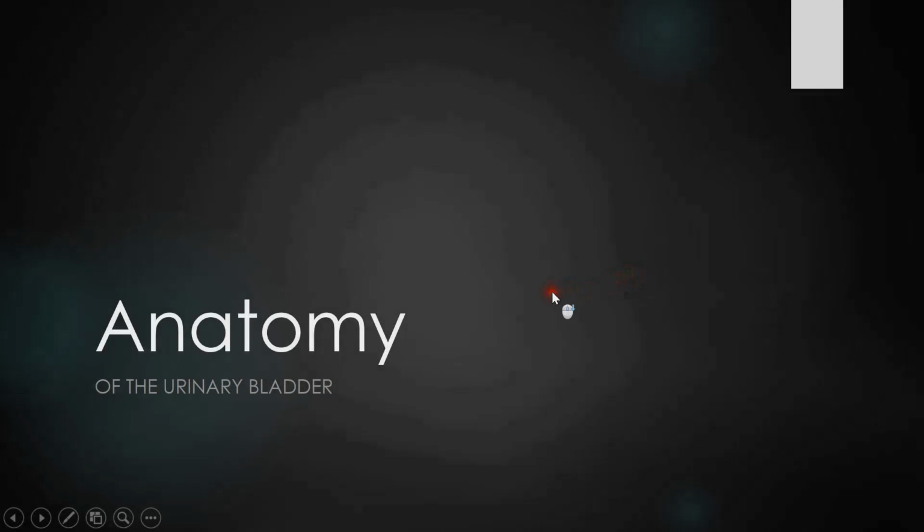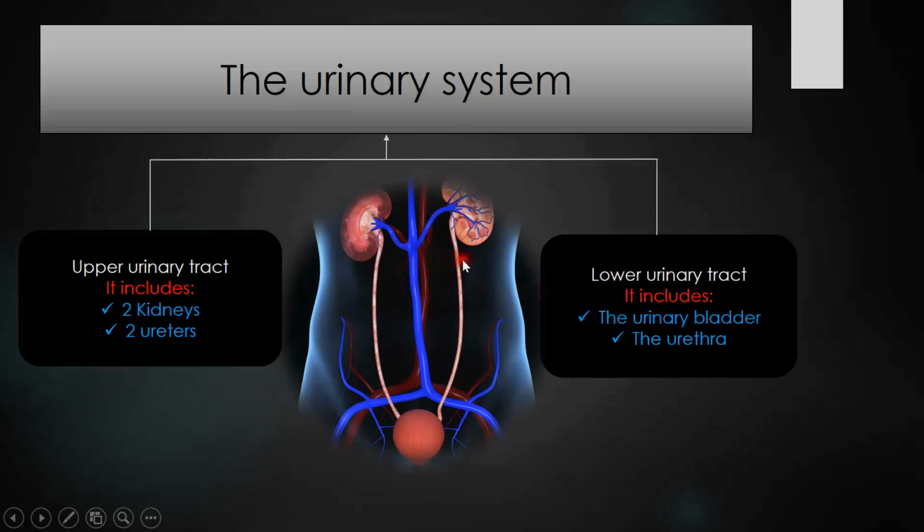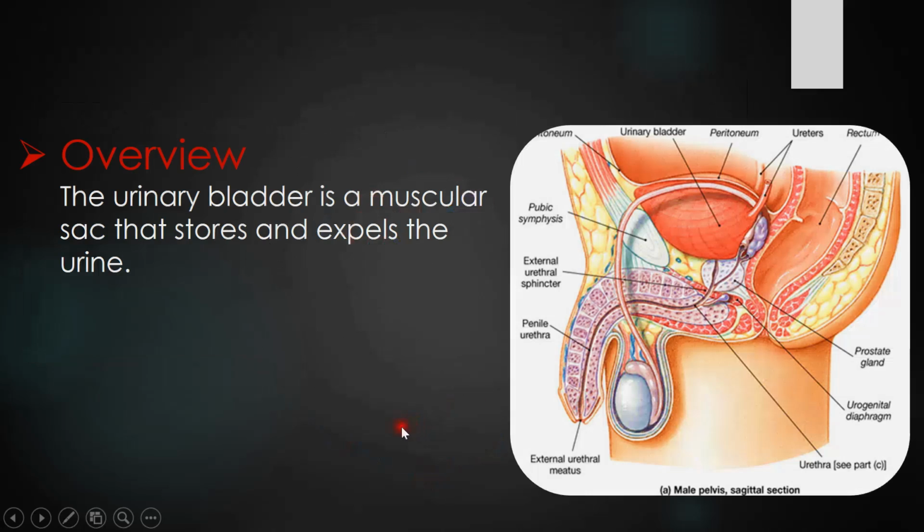Anatomy of the urinary bladder. The urinary system can be divided anatomically into upper and lower urinary tract. The upper urinary tract includes the two kidneys and two ureters, while the lower urinary tract includes the bladder and urethra. Before we start, let's see an overview of this organ.